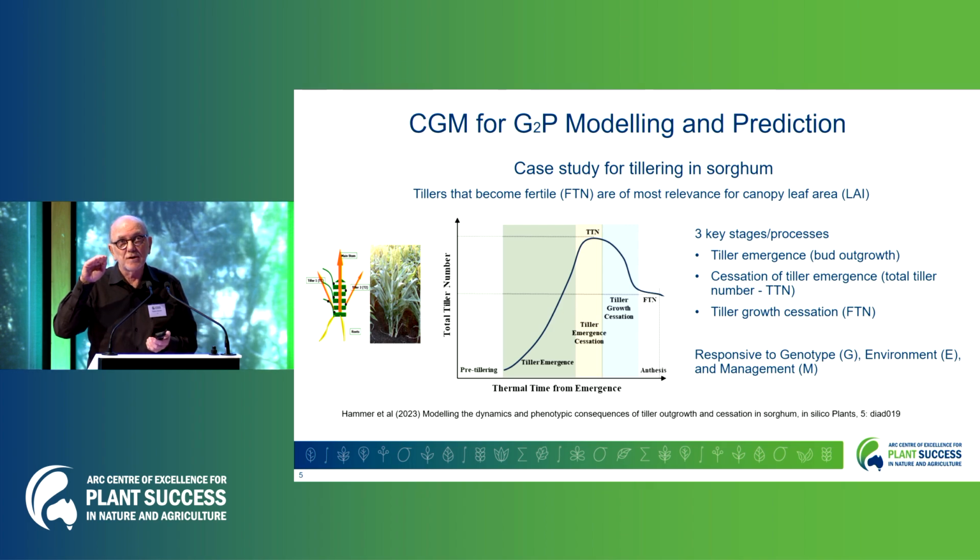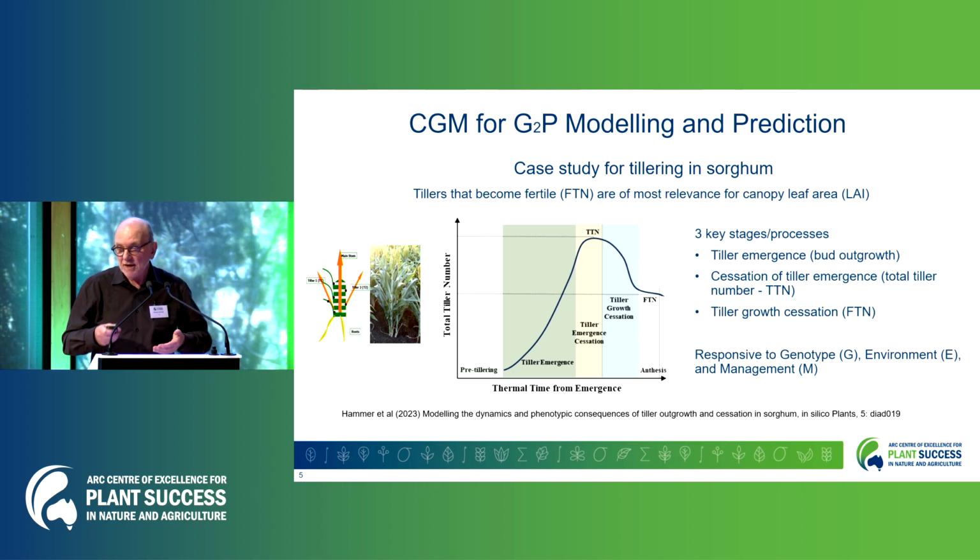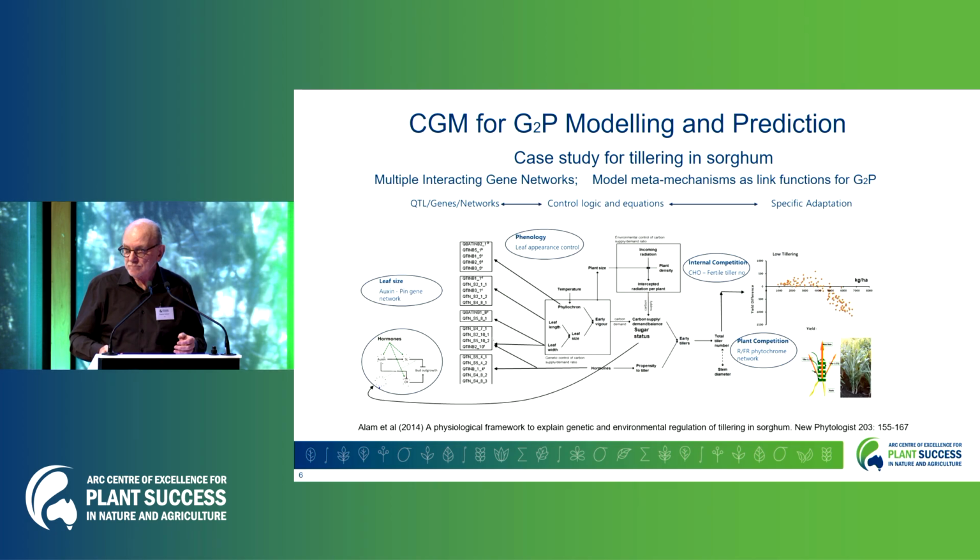Once you've got a certain number, there will be internal plant competition, mostly for sugars, so some of those buds that have outgrown will stop growing and you end up with a fertile tiller number. So that's essentially how we model it, and inside of that you get responses to genotype, environment and management.